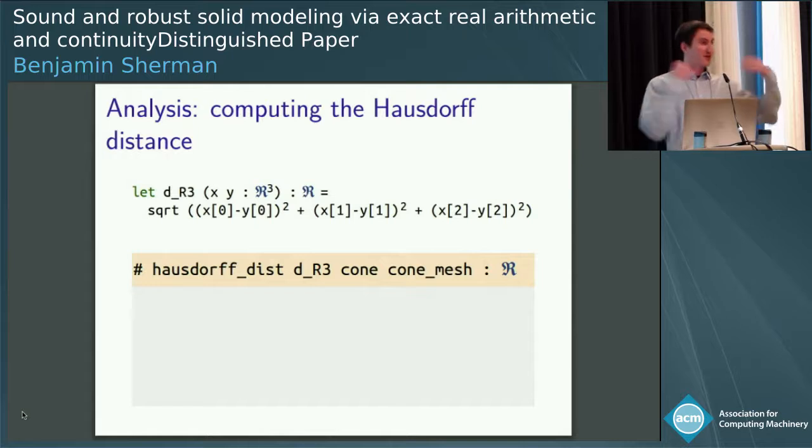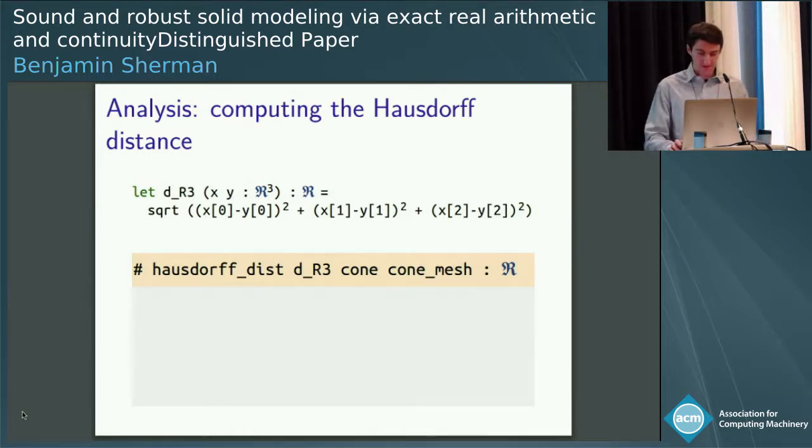Okay, so we've done an example construction, and then the next part of our solid modeling task is to do an analysis. So we want to compute that Hausdorff distance. We want to know that our mesh is sufficiently similar to the ideal shape that we started out with. So we have this function Hausdorff dist. It's just a function from the library, and it's parametric over the distance function underlying on points in the space. So here we're going to use Euclidean distance in R3, and that's implemented in this function dr3.